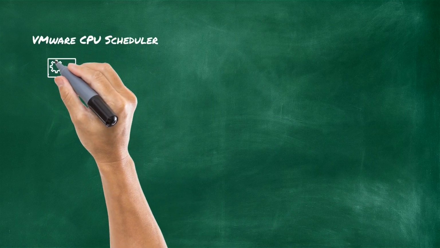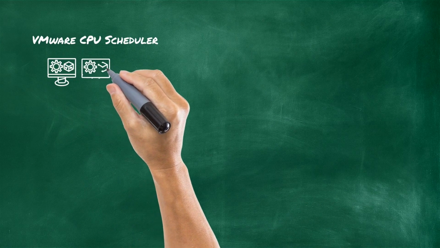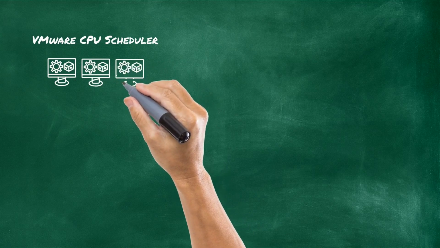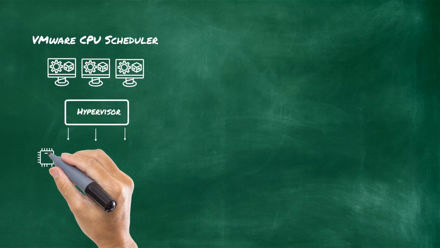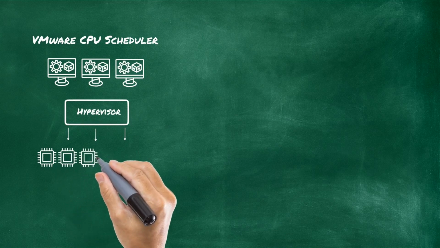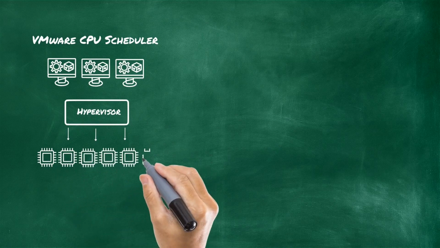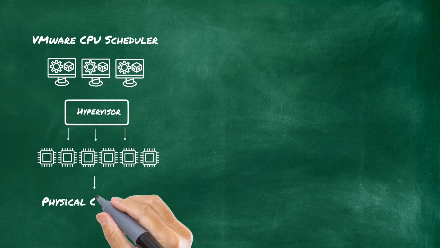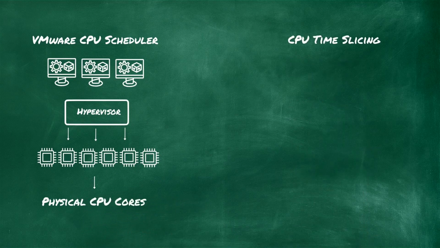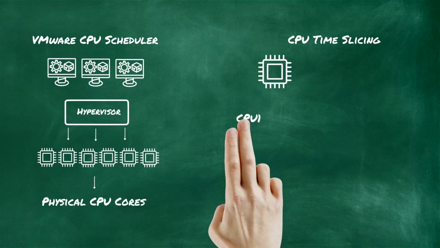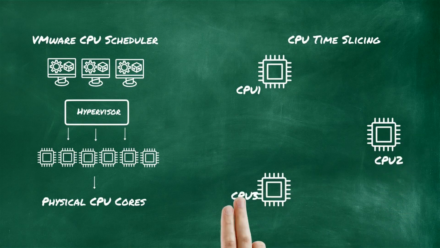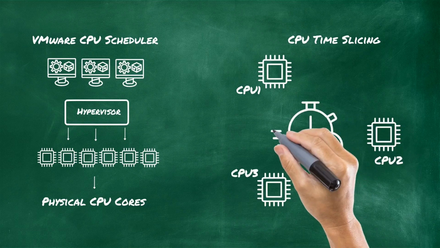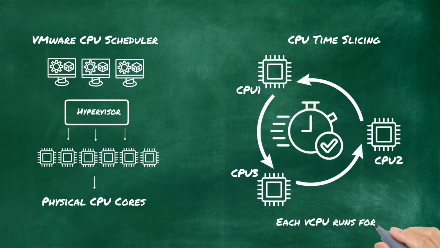The answer lies in the VMware CPU scheduler. The ESXi scheduler rapidly switches between virtual CPUs and assigns them small slices of processing time on the physical cores. This method is called time slicing. Each vCPU runs for a very short period on a physical CPU core. Then, the scheduler moves to another vCPU. Because this switching happens extremely fast, multiple virtual machines appear to run at the same time.